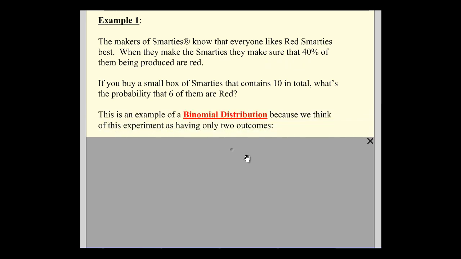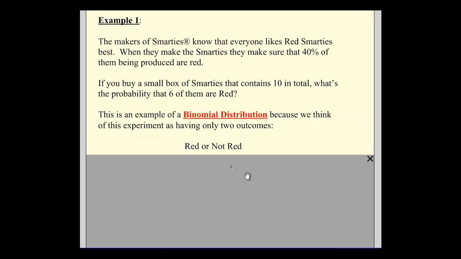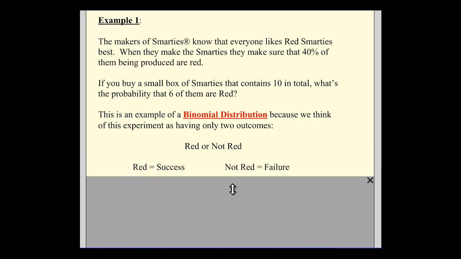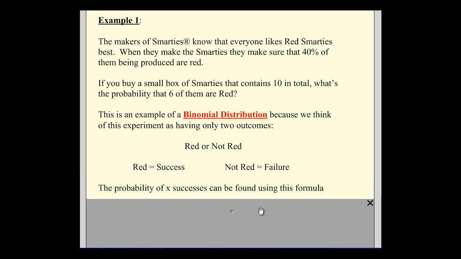So what we have here is an example of a binomial distribution. This has two outcomes. It's either red or not red. Every time we grab a Smartie out of the 10, 1, then 2, then 3, then 4, each time you grab one, it's either going to be red or not red. Okay? So red is like the success, and not red is the failure. Every time you pick a Smartie out of the 10 Smarties in the box, it's either red or not red, a success or a failure. Okay, so because we're interested in 6 red of the 10, we want to look at the probability of x successes, and x here would be 6.